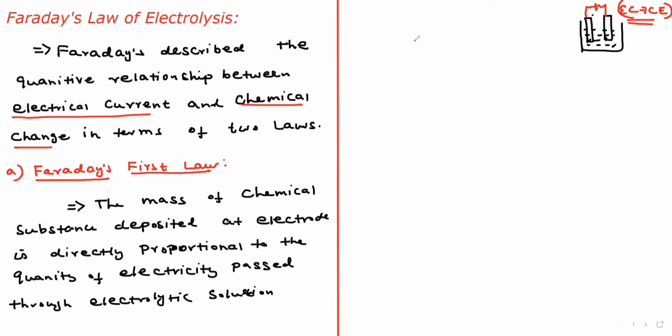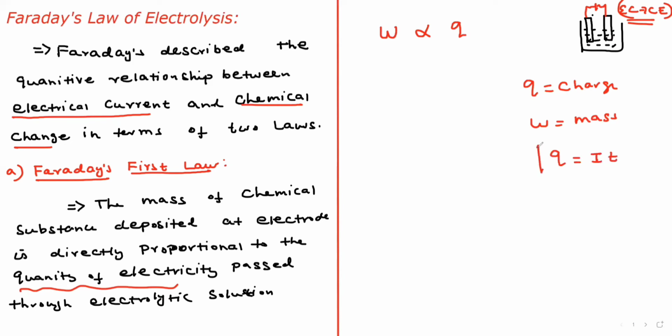Now please know the formula. The mass of chemical substance deposited at the electrode is directly proportional to what? The quantity of electricity passed through the electrolytic solution, right? What is the important formula? W, the mass of chemical substance, is directly proportional to the quantity of electricity, that is Q. Q is charge. W is mass. Q is equal to I T, current into time.